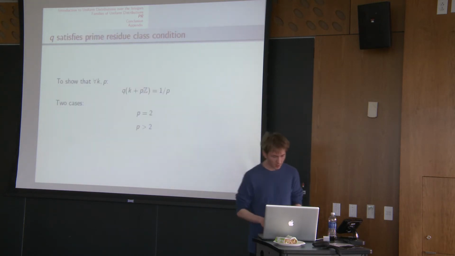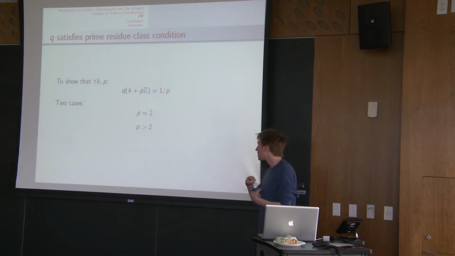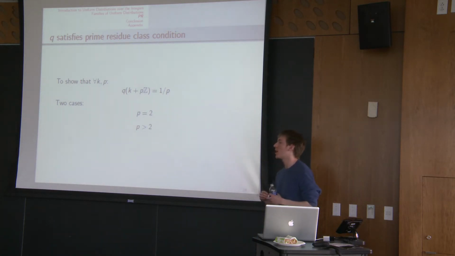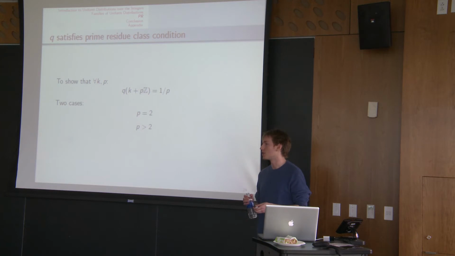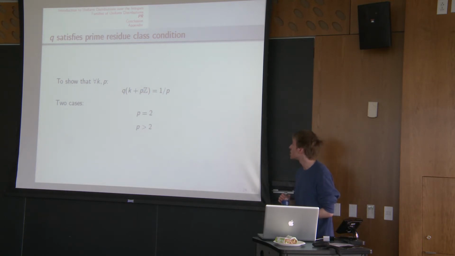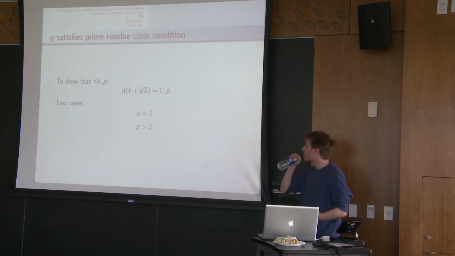Okay, so now we know Q is a uniform distribution. We saw that it satisfied uniformity and that it was a finitely additive probability. So to show that it's in the prime residue class family, we simply need to check that it satisfies the prime residue class condition. We check that the probability of a residue class mod P is 1 over P. We're going to break it into two cases: the prime P is 2, or the prime P is greater than 2.